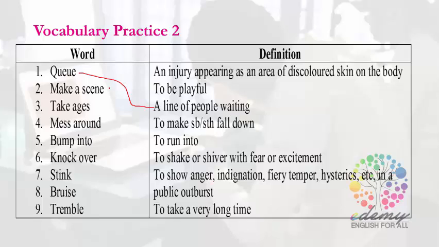Make a scene means we shout and make a fuss when we are angry or too excited in public. Which one? Here: to show anger, indignation, and so on. Take ages means take a very long time. The answer is here: to take a very long time. Next, mess around means to play around. So the answer is here: to be playful.